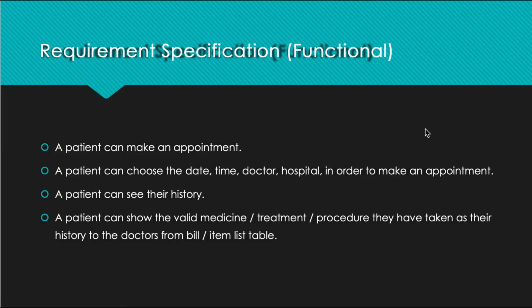Requirement specifications. The requirement specification that we have got can be divided into two types, which are functional and non-functional. For the functional requirement specifications, a patient can make an appointment with the doctor. They can choose the date, time, doctor, and hospital in order to make an appointment. They can also see their history and show the valid medicine, treatment, and procedure that they have taken as their history to the doctors.